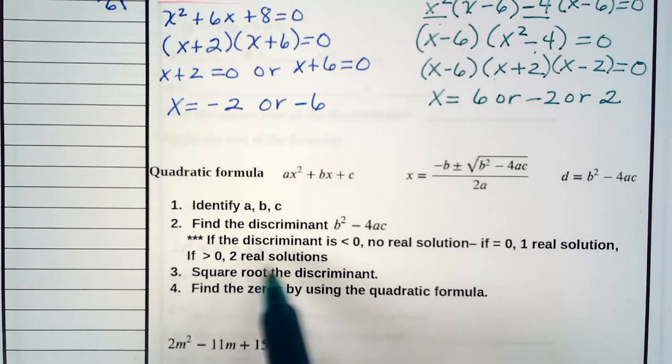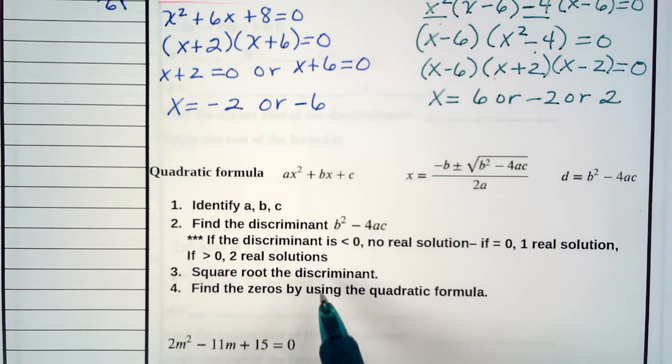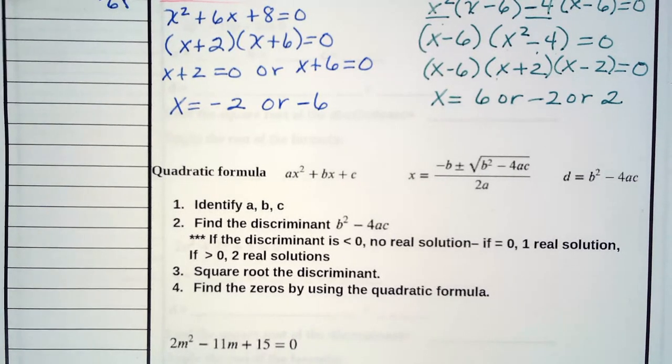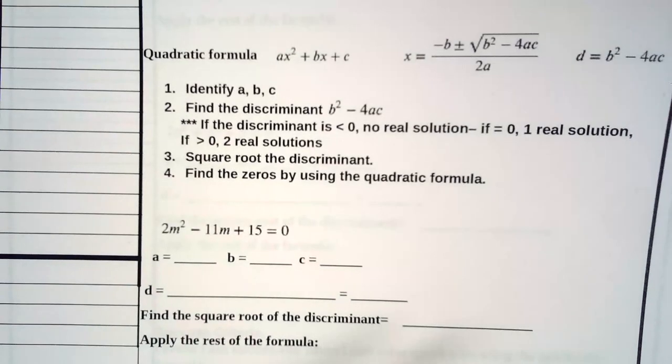So you find the discriminant, determine your number of solutions, you take the square root of the discriminant, and then you find the zeros by using the rest of the quadratic formula. So let's go ahead and apply.